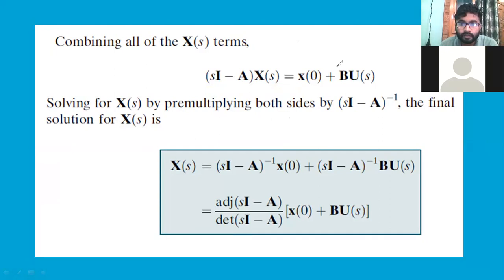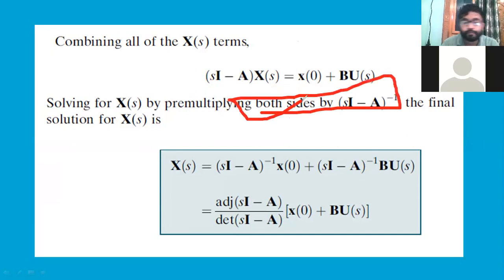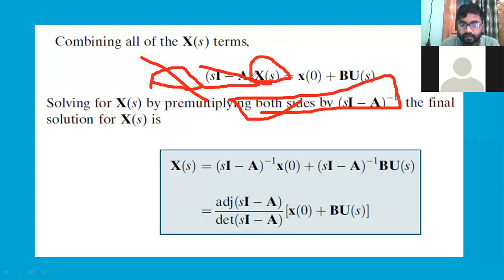And this is the important step. Pre-multiply both sides with (sI minus A) whole inverse. Why should we pre-multiply? Here it is sI minus A. If you pre-multiply with (sI minus A) whole inverse, this term and this term will nullify each other. We remain with only X(s). That is our state.